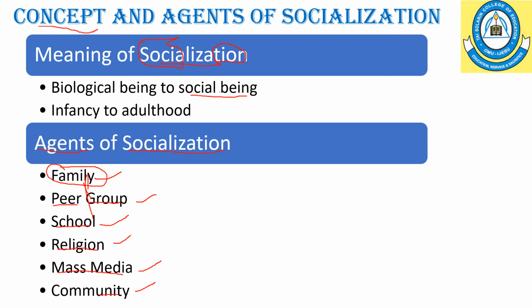Under this module 2, we can now move to different units. I compressed it to this slide so that we'll have enough time to study it. Now let's move to agents of socialization.